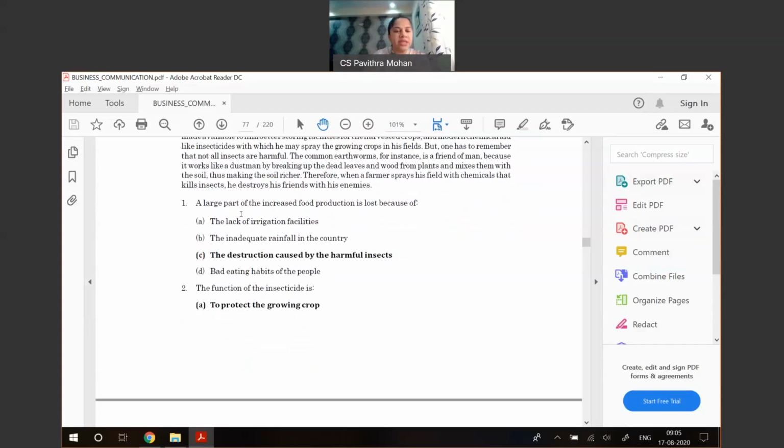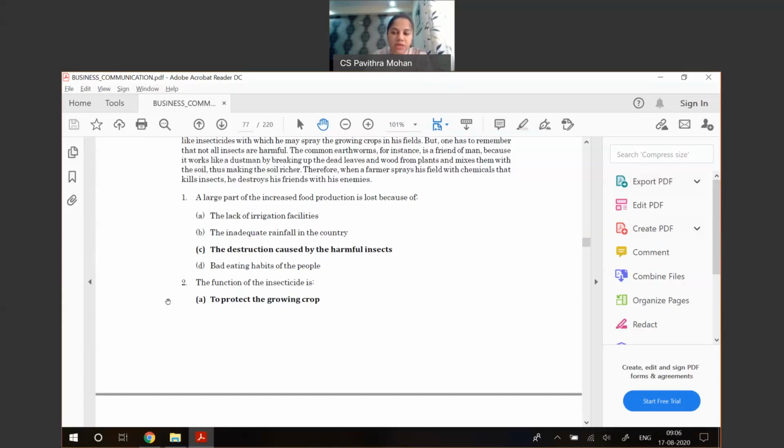A large part of the increased food production is lost because of the lack of irrigation facility. They are not talking about irrigation facility in this particular paragraph. The inadequate rainfall in the country, he has not spoken about rainfall at all. The destruction caused by harmful insects, yes, that is one option that they have spoken of. Bad eating habits of people, no. Here, about irrigation, he didn't speak. About inadequate rainfall, they didn't speak. Eating habits, they didn't speak. Here, they are speaking only about insects. Destruction caused by insects, so it becomes easier for me to identify that particular option.